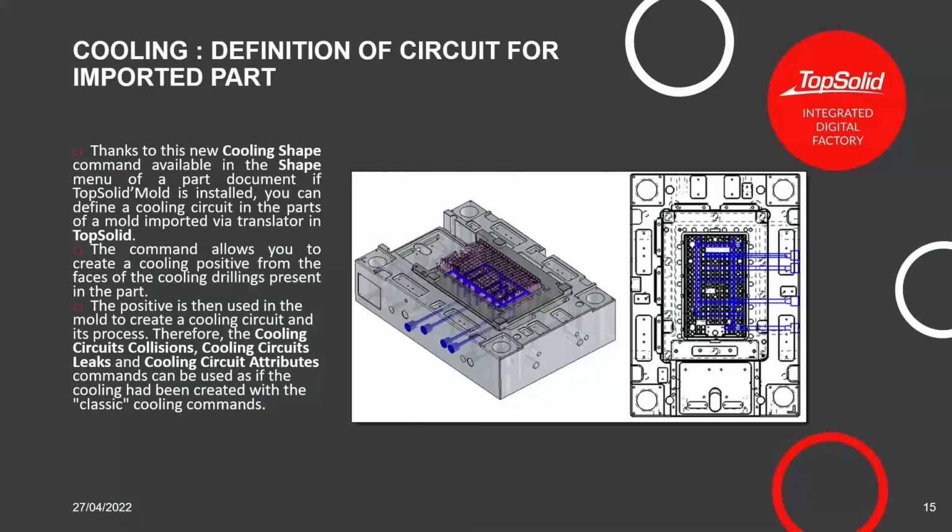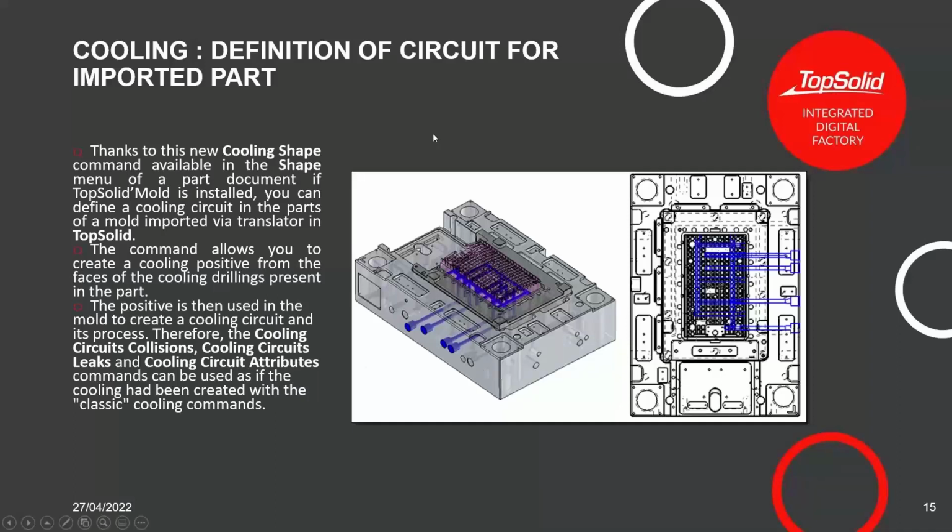Another thing about cooling, definition of circuit for imported parts. So sometimes you get your mold designs from an outside design source, and you want to bring them in, and you want to be able to run all the cooling analysis, collision checks, and all that kind of stuff on them anyway. So as long as you have TopSolid Mold installed, you can now go to the Shape pull-down menu, and you can define the circuits that are supposed to be considered as cooling circuits. Then you can go into TopSolid Mold with that shape, and then you can run all of the analyses.